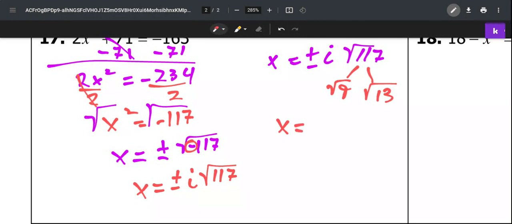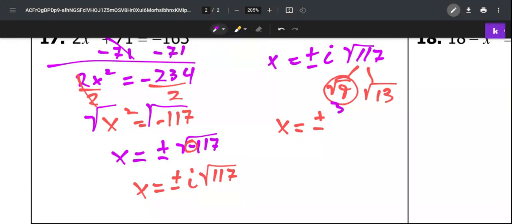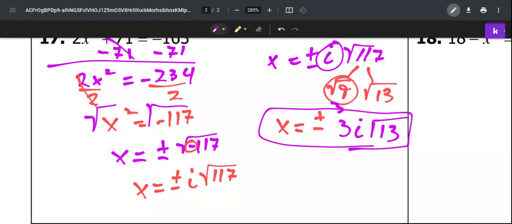So here's what I have. I have x equal to plus or minus. Now, I can take out this radical 9, and it is just 3. So when I move that 3 to the outside, there's also an i out there, and they're multiplied, so they just sit together. So this is my final answer: x equals plus or minus, positive and negative, 3i radical 13.